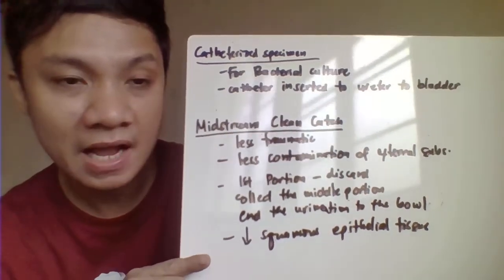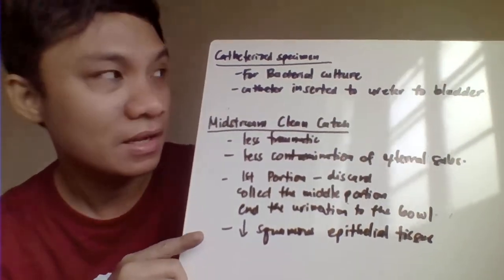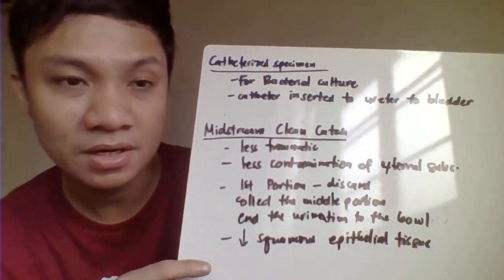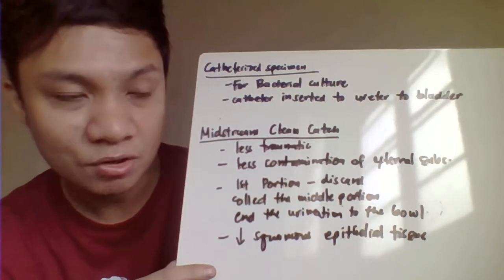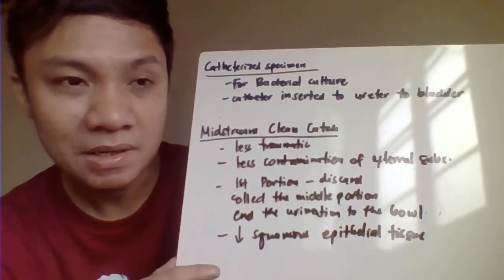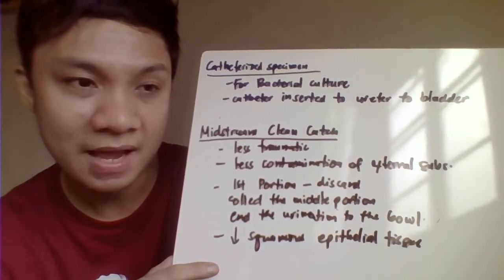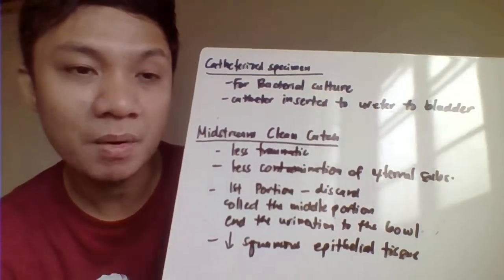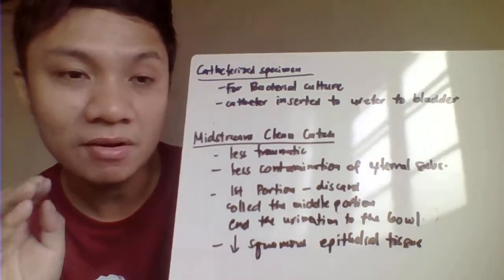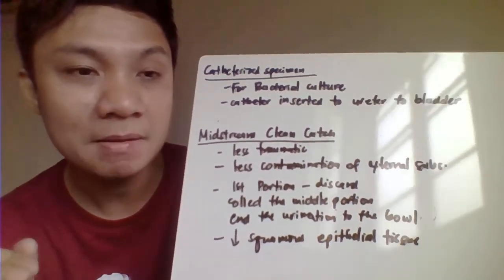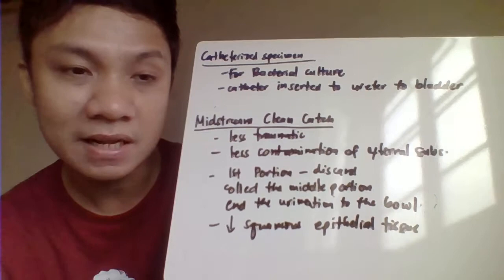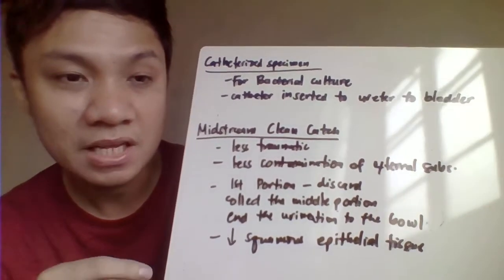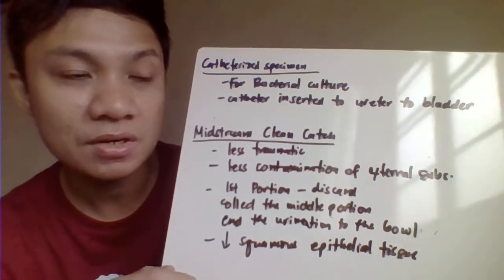Your midstream clean catch, on the other hand, is less traumatic compared with your catheterized specimen. This is also used for bacterial culture because one would have less contamination. Your midstream clean catch is done here by, okay, the first voided, so ihi ang patient, the first portion of the urine is discarded. Do not collect that one. Then you collect the middle portion, kaya nga midstream clean catch. And if you are about to end the urination, you end up urinating here in the toilet bowl.